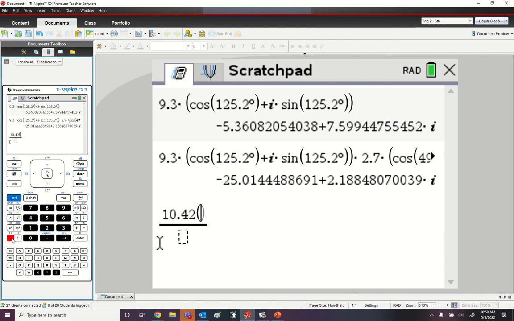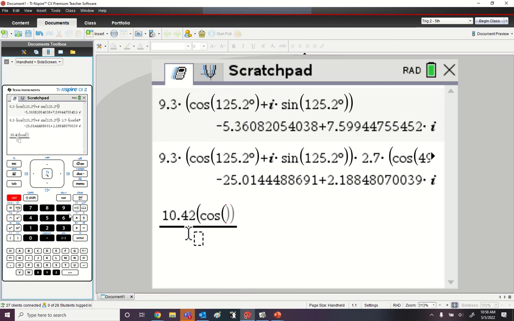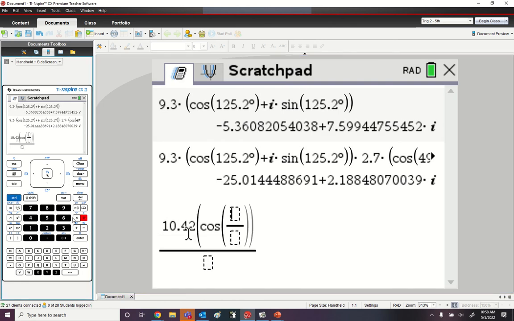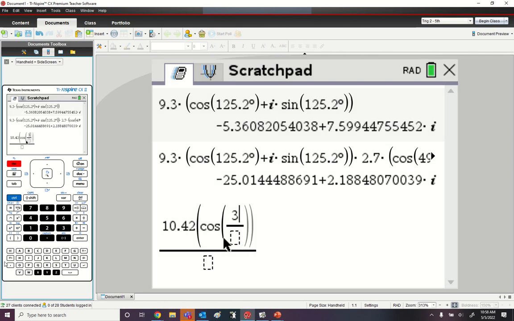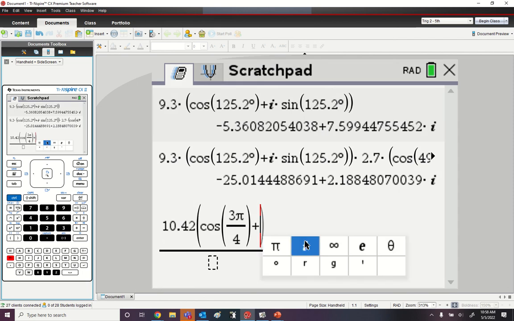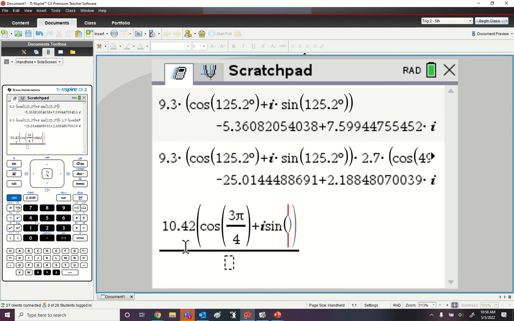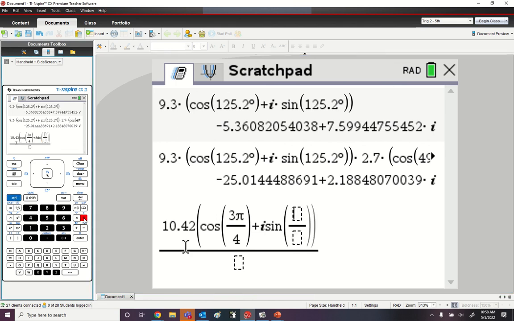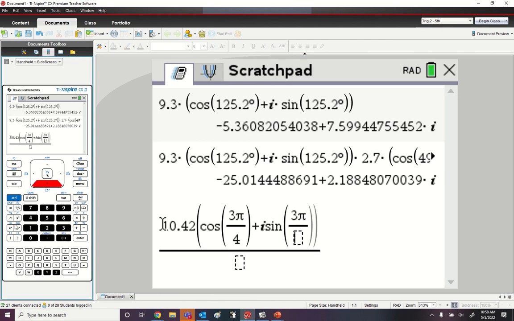Open parentheses, cosine of 3 pi over 4, close that one, plus I sine of 3 pi over 4.